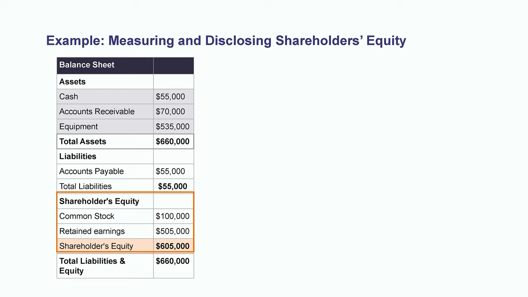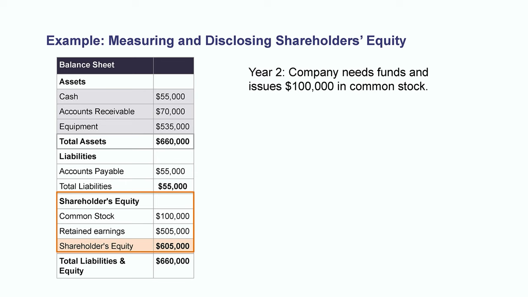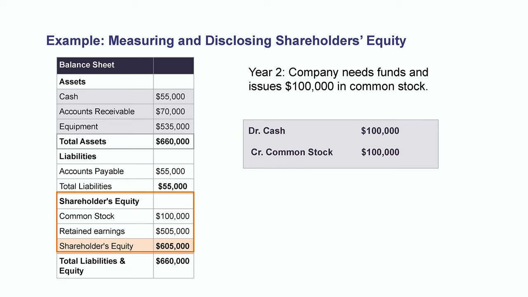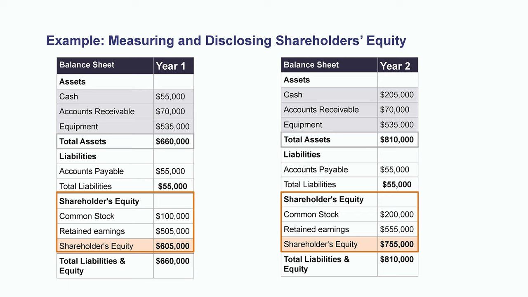Let's look at an example of how a company would measure and disclose their shareholders' equity, using the balance sheet from earlier as our starting point from year one. Let's say it's now year two and the company needs to raise funds, so they issue another $100,000 of common stock in exchange for cash. This would be recorded with the following accounting entry, resulting in an increase to the cash balance with a debit of $100,000 and a corresponding increase to the common stock with a credit of $100,000. If we take a look at their new updated balance sheet at the end of year two, we see that their common stock has now increased from $100,000 to $200,000. And that takes care of their capital contributions in year two.